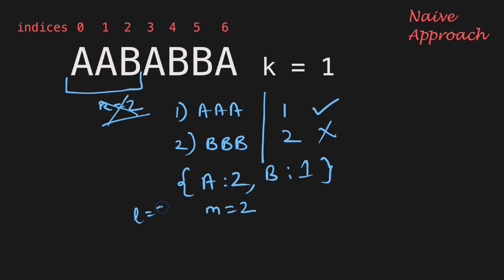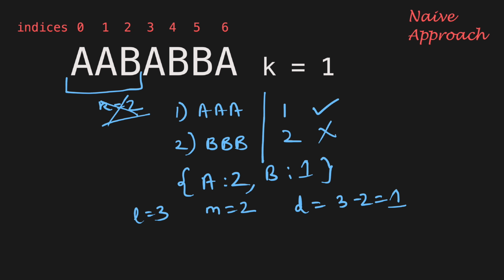And the length of this substring is 3. So that means we have to replace one character in the string to make the whole substring homogeneous, where all the characters are the same as the most frequent one. And given k is equal to 1, we can easily make this change.